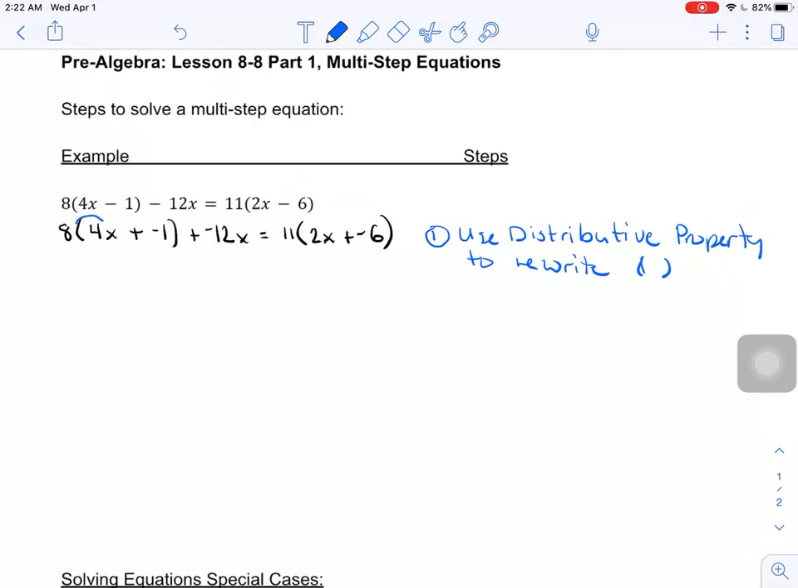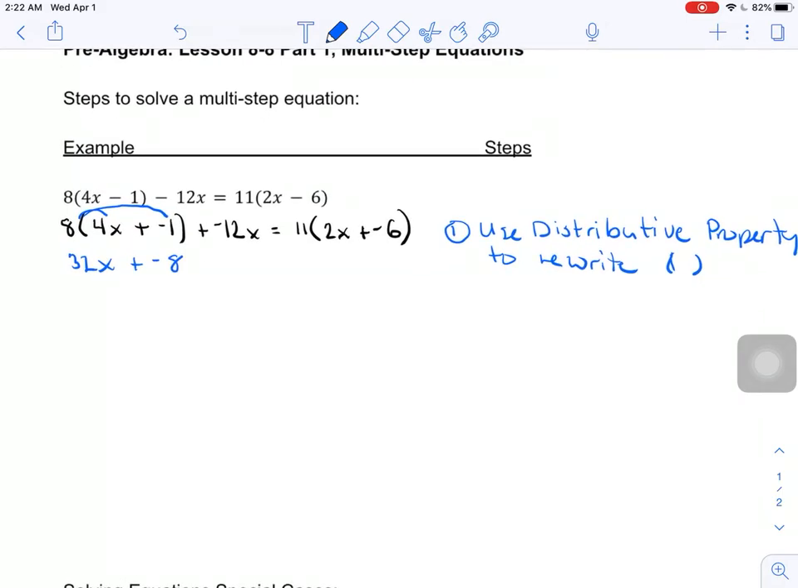So we're going to do some distributive properties. So this first one wants us to multiply everything in the parentheses by 8. So we're going to do that. So 8 times 4x is 32x plus 8 times negative 1 is negative 8. And then we've got this negative 12x just kind of hanging out there. It's not in the parentheses, so it's just going to hang out at the end. So I'm just going to rewrite that just so we remember that it's there.